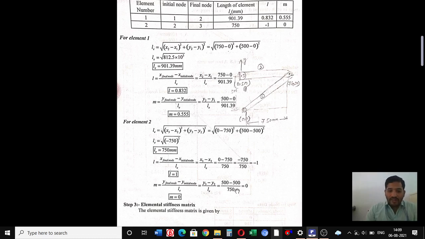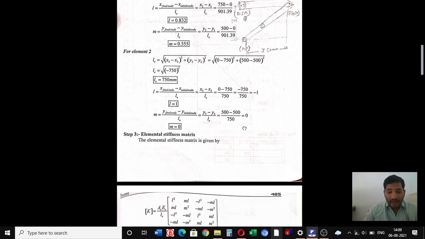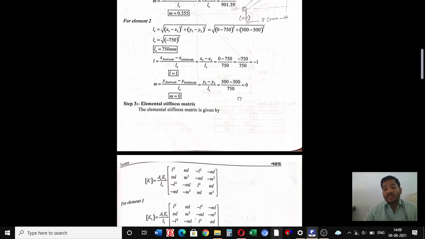Clear here? After getting the values of L and M, we need to substitute them in the above elemental connectivity table. The L value we got is minus 1, and the M value is 0. So please make the correction here: instead of plus 1, make it minus 1. Clear? After that, we need to go for the elemental stiffness matrix.